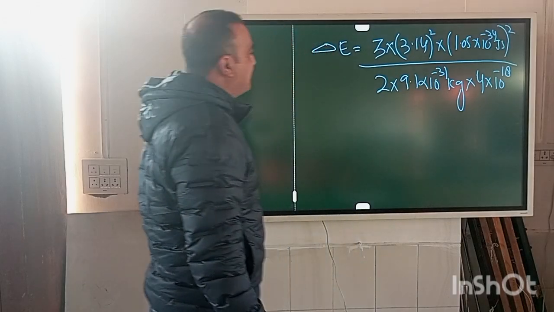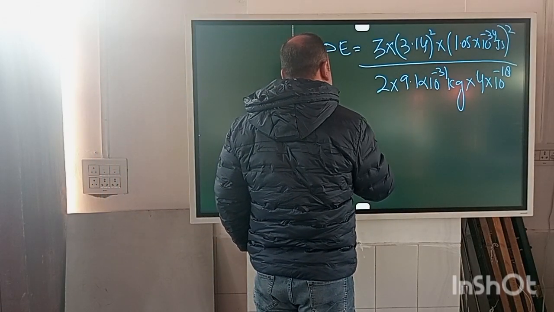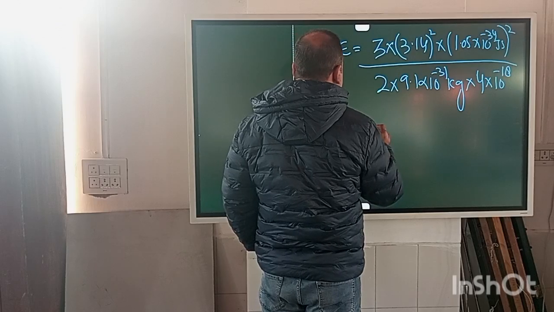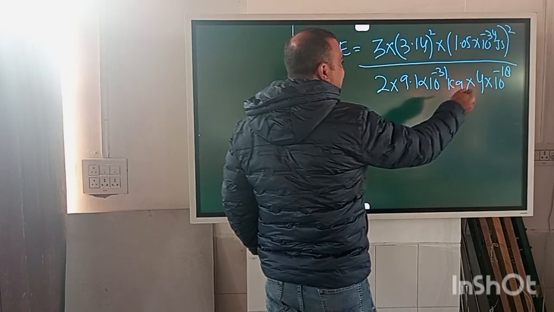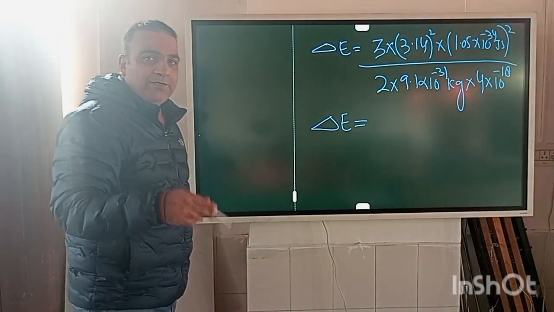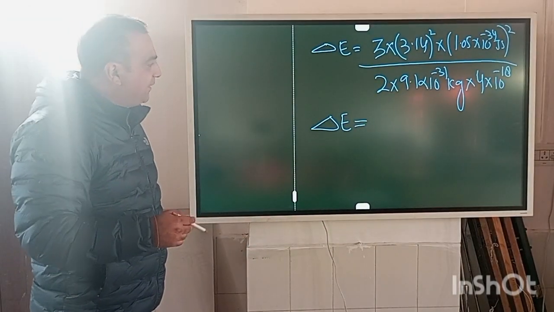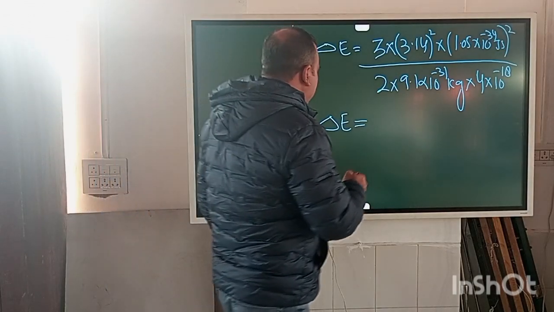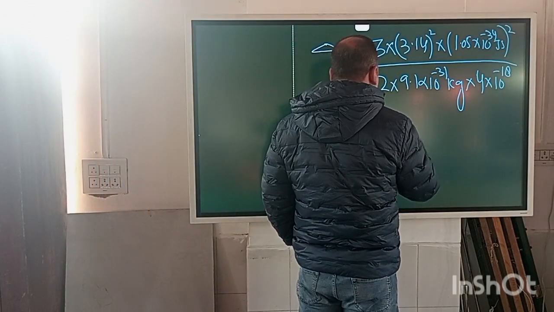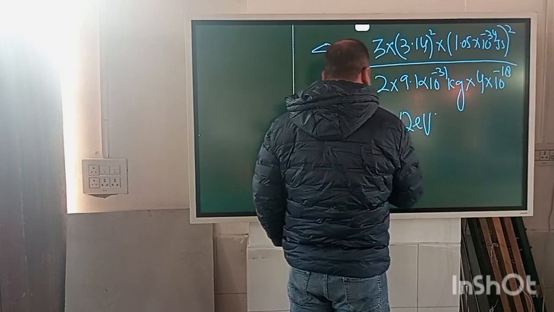Okay, so this is a big number, and when you calculate this, you will find that this delta E, you will get this in terms of joules, and you divide it by 1.602 times 10 to the power minus 19, and you will get this change in energy will be nearly of the order of 0.12 electron volts.